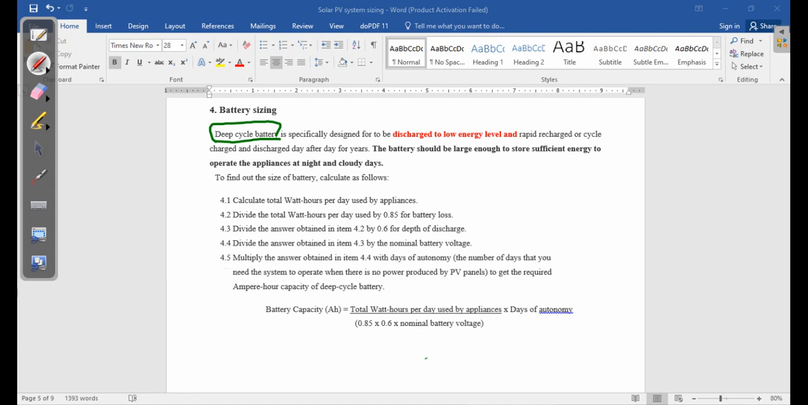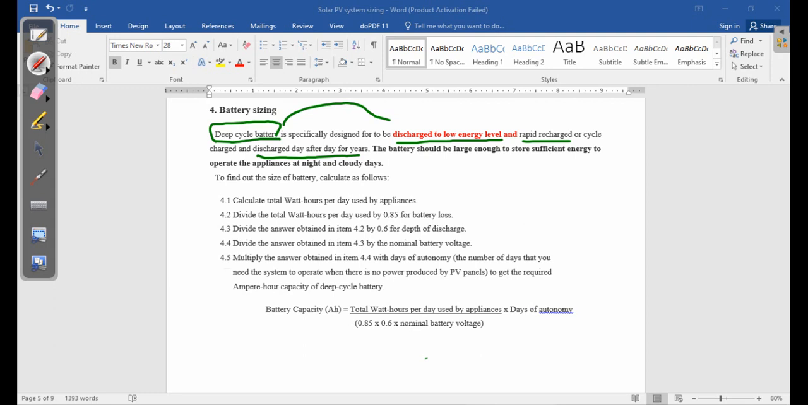What is the meaning of deep cycle battery? It means the battery is designed to discharge to a low energy level, and at the same time it can be rapidly recharged. Deep cycle battery means it is going to discharge up to the lower level of the energy of the battery, and apart from this, the battery can be recharged immediately and discharged again after days, for a long period of years. That is the difference between the normal battery and deep cycle battery.